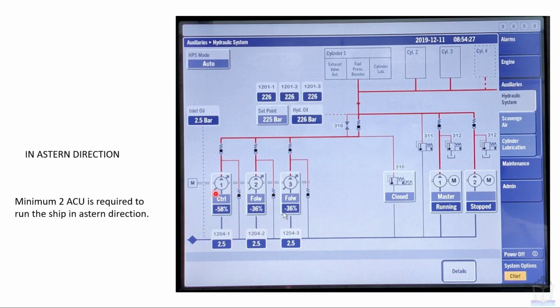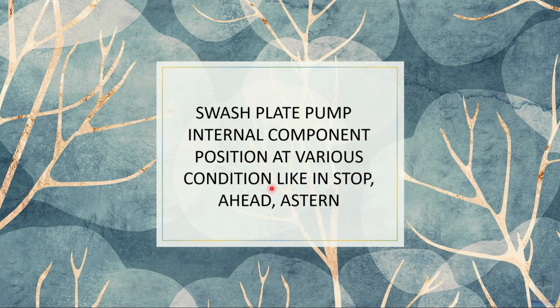Even if all three pumps get kaput, you can run the engine in astern direction up to a load of 15%. Now the next question is, why are there 3 engine driven pumps, why not 2? Always remember, out of 3 pumps, 1 pump is always used as redundancy. That means we actually require only 2 pumps, not 3. The third one is just for redundancy. Now moving to the next topic, that is the swash plate pump internal component position at various conditions like stop, ahead or astern.